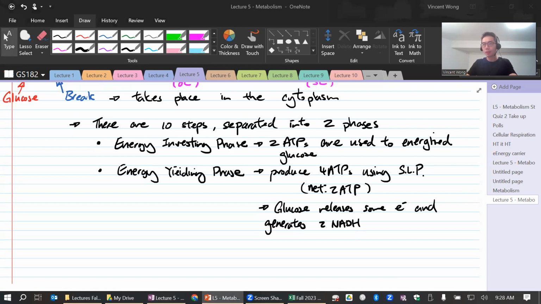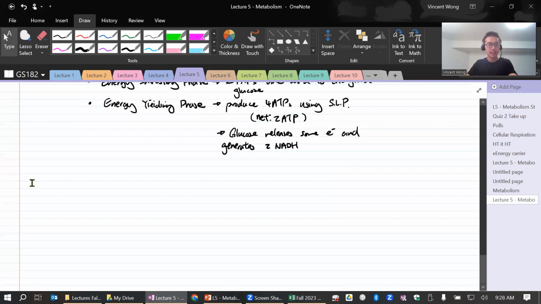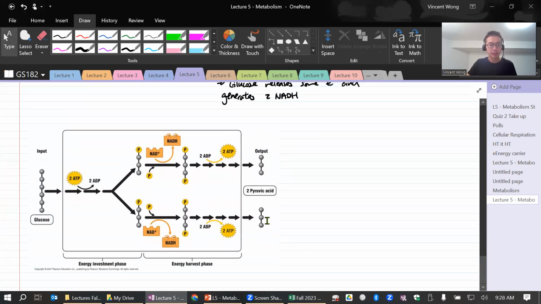So let me show you this picture. You don't have to draw it, it's in the PowerPoint slides. But that is a summary of what happens in glycolysis. We start with the 6-carbon glucose. We invested 2 ATP. We charge it up. So that's called the energy investment phase. Then we will split the glucose. And here we're going to release some electrons captured by NAD plus, which becomes NADH.